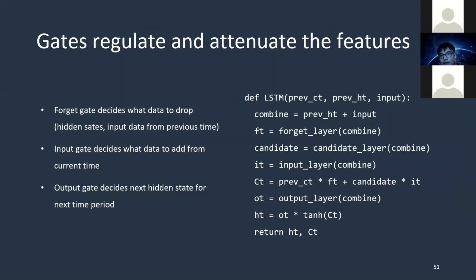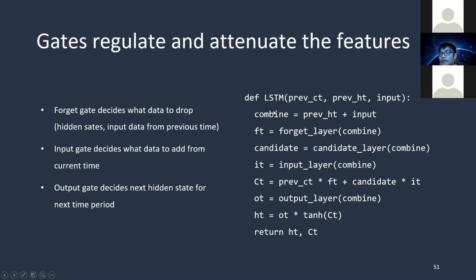So if you have to build an LSTM from scratch, instead of using an API, what you will do is simply take a forget gate that decides what data to drop, an input gate that decides what data to add from the current time, and also an output gate that decides the next hidden state for the next time period. In the function on the right, that's what you're seeing. You have to take in the previous cell state, previous hidden state.